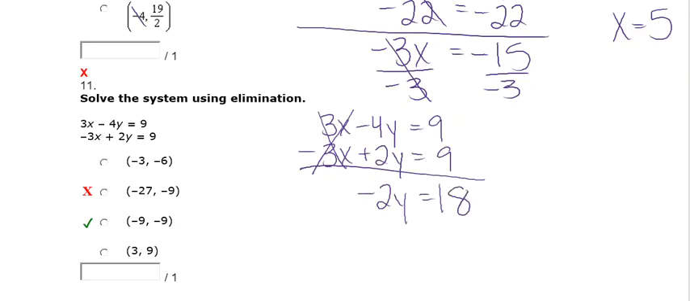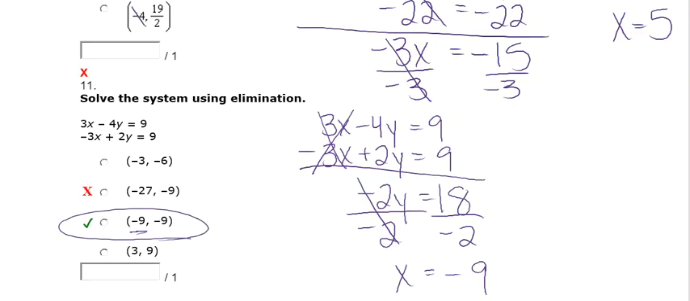9 plus 9 is, sorry about that, that's the bell. 9 plus 9 is 18. So we divide both sides by negative 2, and we get x equals negative 9. Again, only one answer that has negative 9 in the correct spot for the x value.